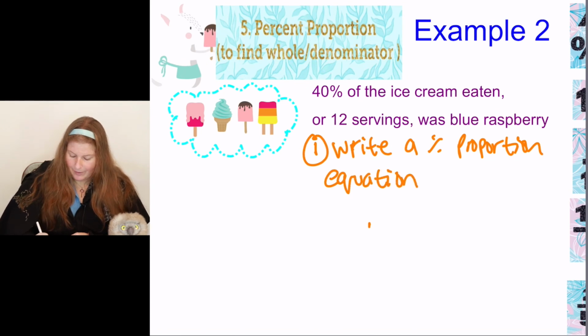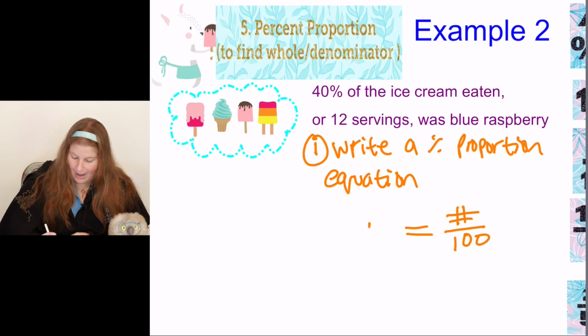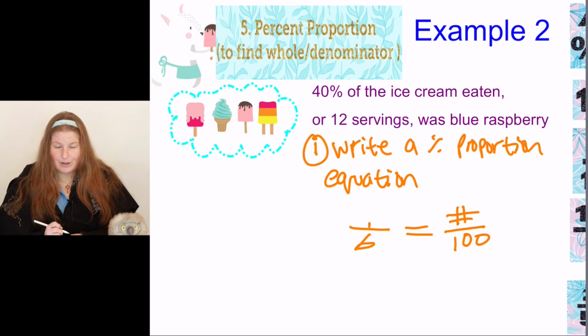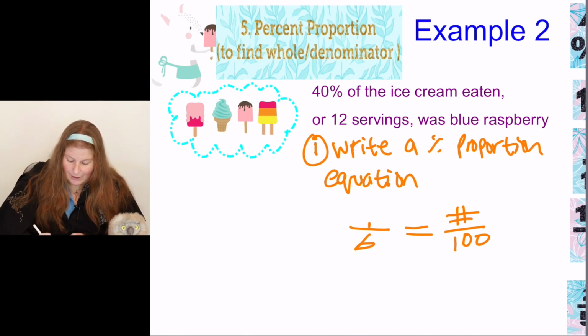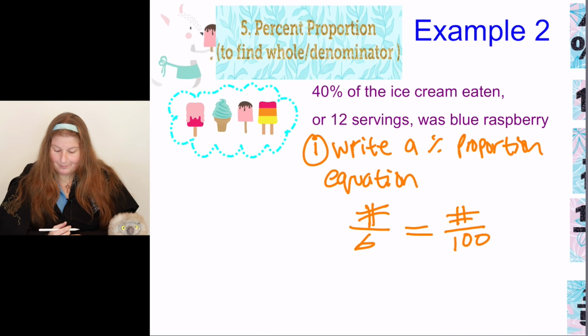And remember, you should have a number out of 100 on one side, and then on the other side, your variable b, the total amount of ice cream eaten, is going to be on the bottom, and you should be able to fill in a number up top.